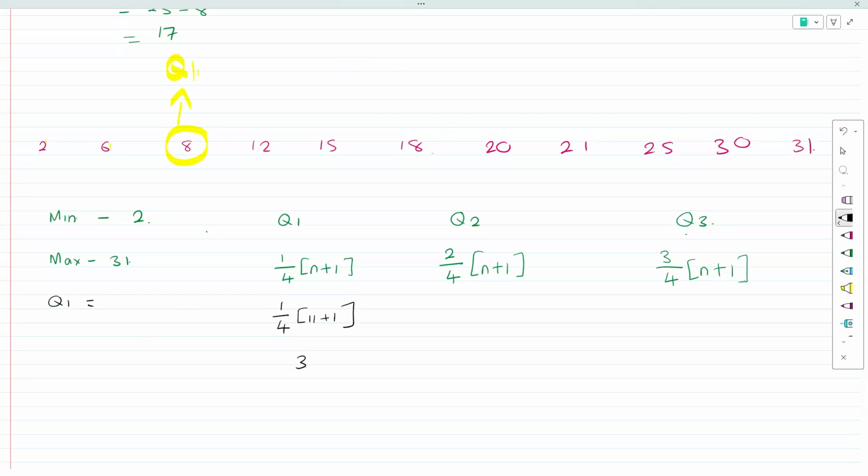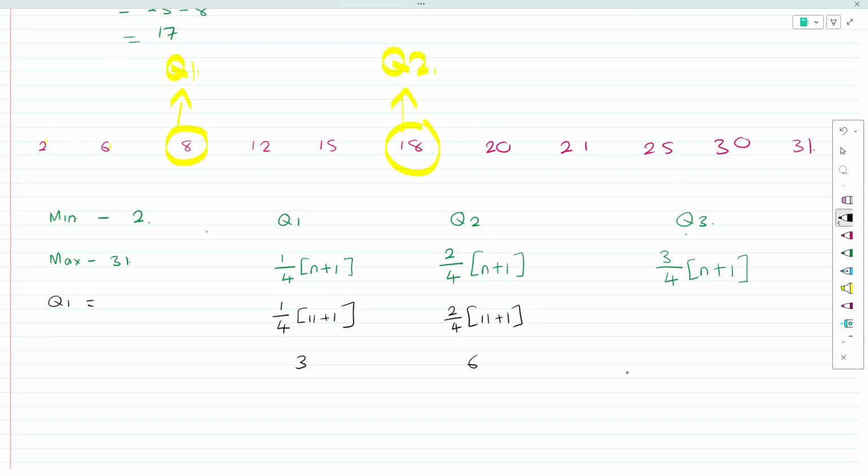Let's try the next formula. Quartile 2, 2 over 4, 11 plus 1. And this is going to be half of 12, which is 6. So let's count. 1, 2, 3, 4, 5, 6. And this is quartile 2.